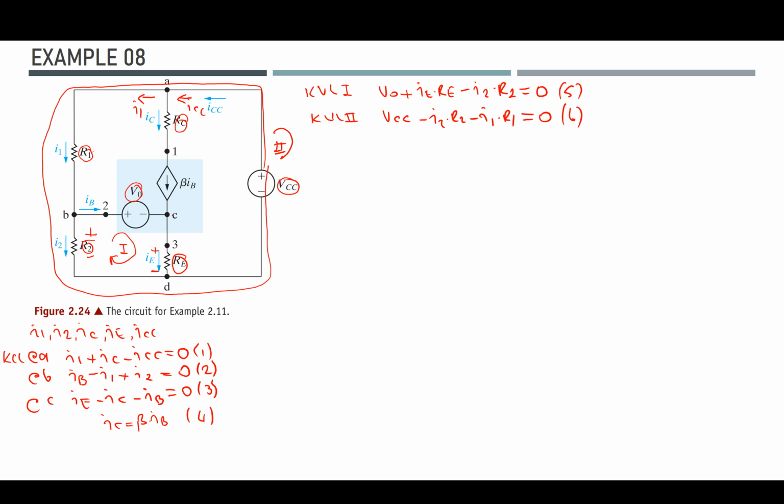Now, we have completed the basic requirements for solving these 6 unknowns. I have 6 unknowns and I have 6 equations, so this system has one unique solution.